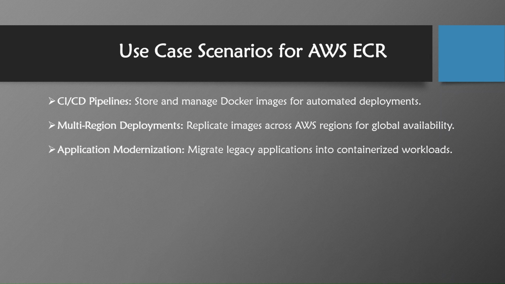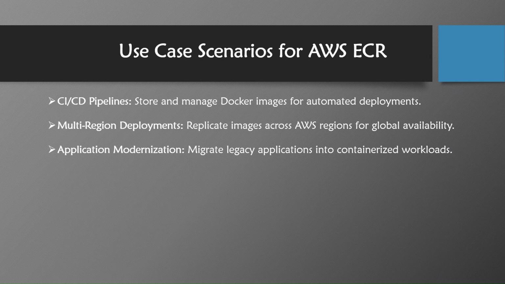So the next we have is application modernization. It migrates applications into containerized workloads. How does it work? Applications are containerized using Docker and stored in AWS ECR. These containerized applications can be pulled by AWS ECS, EKS, or AWS Fargate for modernized deployment. The container images are versioned, and updates to apps are made by pushing a new version to ECR. When it comes to its benefits, it's modernization, version control, and portability.